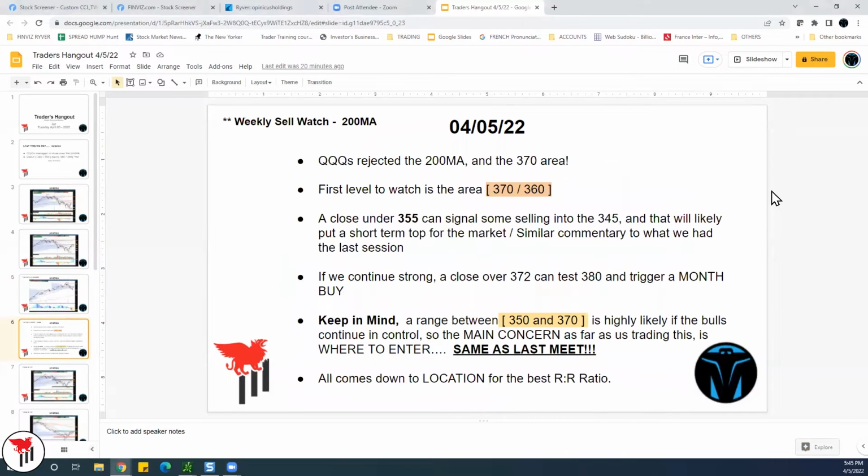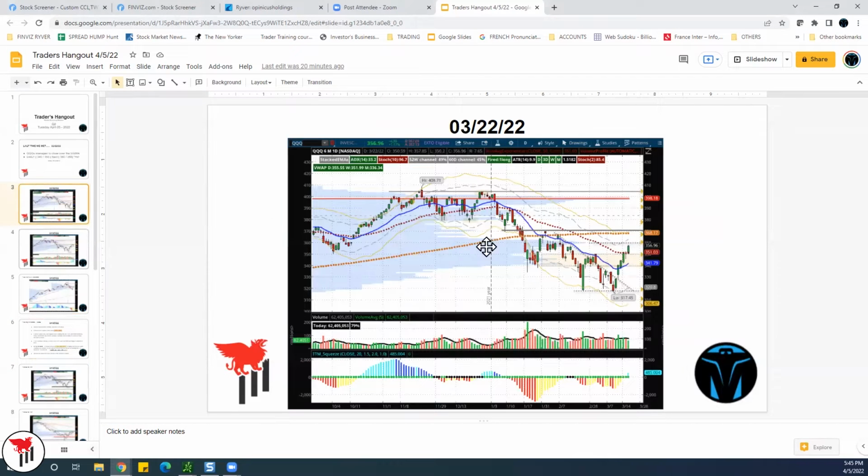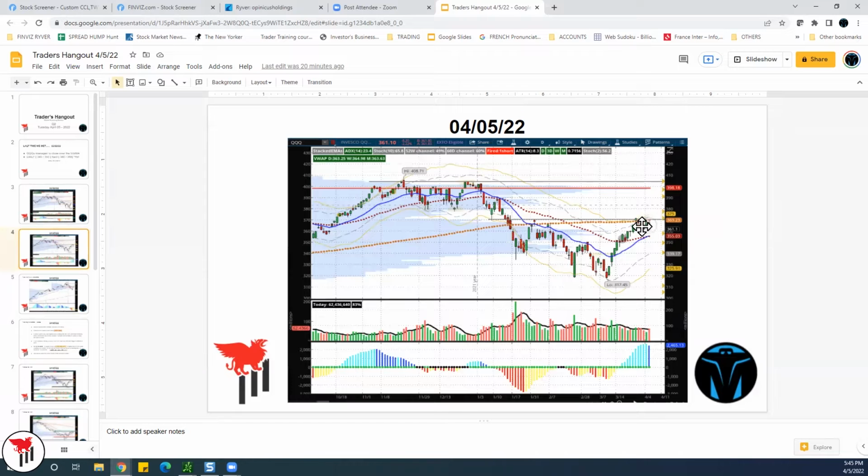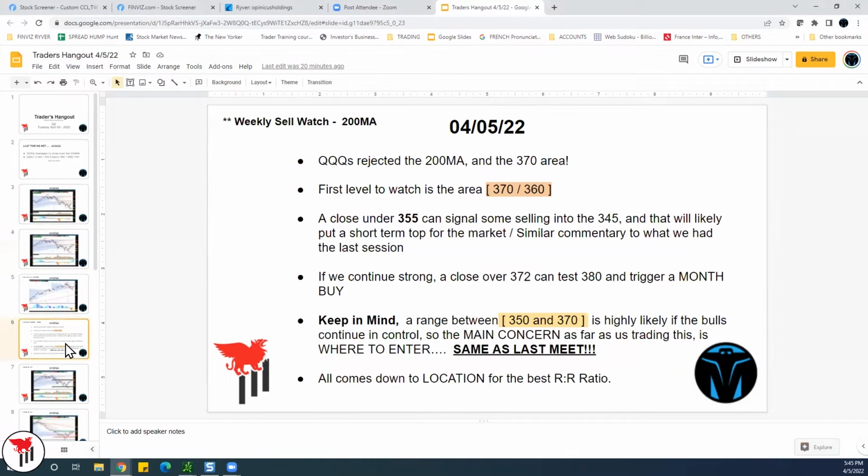So where do we go from here? Because this is important, right? The Qs rejected the 200 MA and the 370 area. No surprises right there. That's what resistance is supposed to do. Now, what we have is the 355 right here. You see the 50 MA and the 20 MA, that's 355.